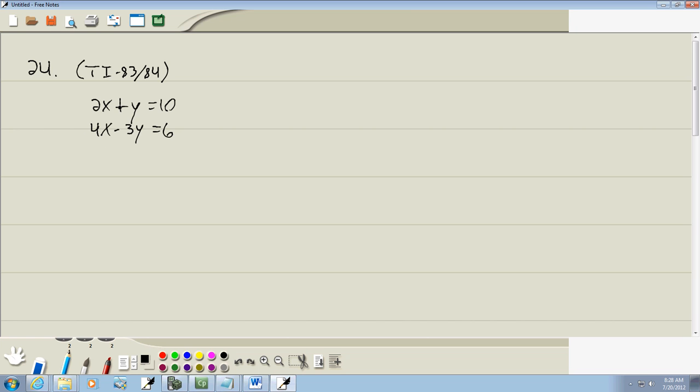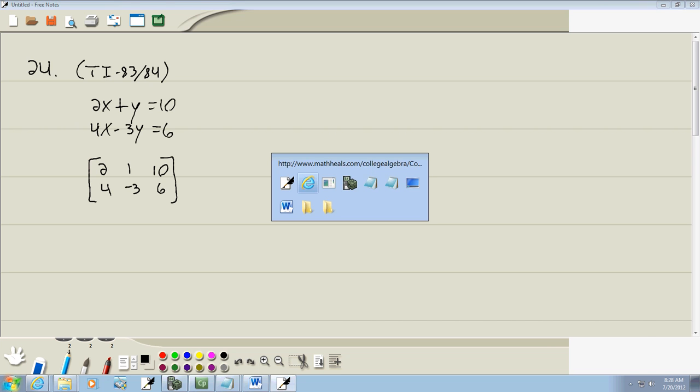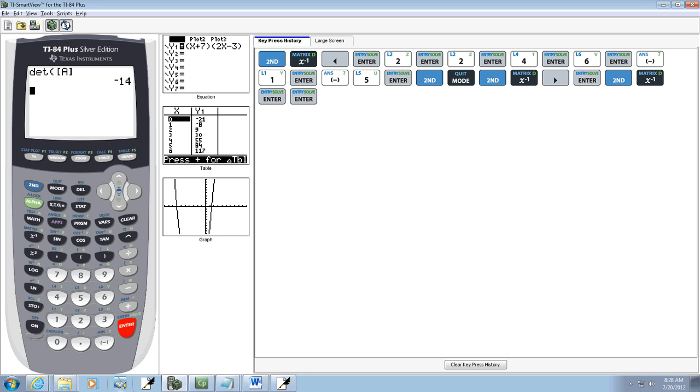Now, if you've got a linear system of equations, linear, everything's the first power, and you're going to use a calculator, the best one to use is always RREF. So that's the one we're going to do. Now I'm going to write down a matrix that corresponds with this system of equations. I'll drop my x's, y's, and equals, and I get 2, 1, 10, and 4, negative 3, and 6. And let's go ahead and put this into our calculator.